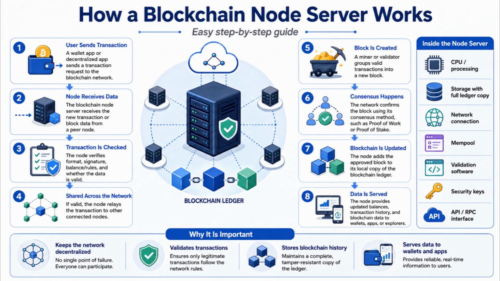Next, the blockchain node server receives the new transaction or block data from another connected peer node. The node acts like a communication point in the network, so it listens for incoming blockchain activity and collects the data that needs to be checked and processed.